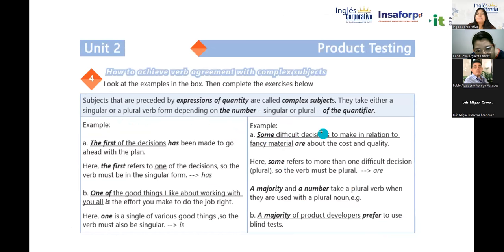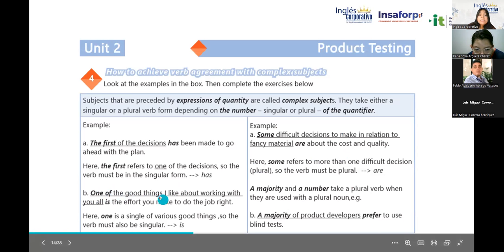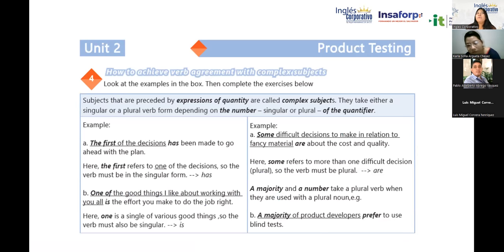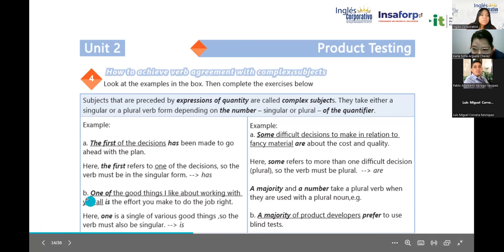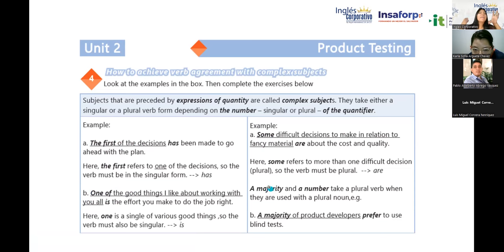Some difficult aspects of living alone are you need to pay for the rent, you need to buy food, you need to cook by yourself, pay the bills. I mean, you can add a lot of things. Then you can say, one of the good things of living alone is that you have your privacy. But you need to use the expressions of quantity. That's actually the idea, that you start learning those types of expressions.